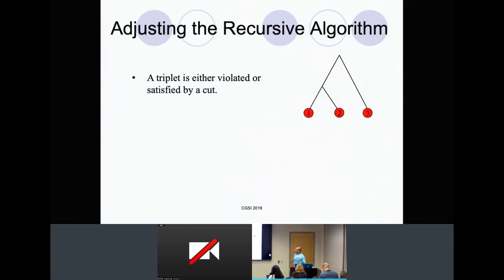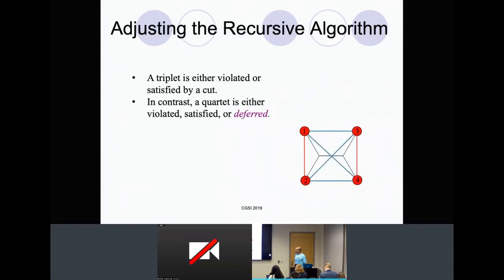And this is the recursive algorithm. So a triplet, I go back to triplet. A triplet is either violated, in this case one is not with its sister, rather with three. One is separated from two and three. It's a violation. And this is satisfied. This is how we satisfy: one is with two.